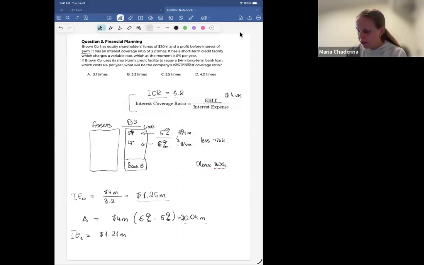And the new interest coverage ratio is going to be the EBIT of 4 million divided by the new interest expense of 1.21 million, which is approximately 3.3. So in that sense, the interest coverage ratio improves from 3.2 to 3.3, and the company appears, according to the interest coverage ratio, more stable, more creditworthy. Again, with a caveat.